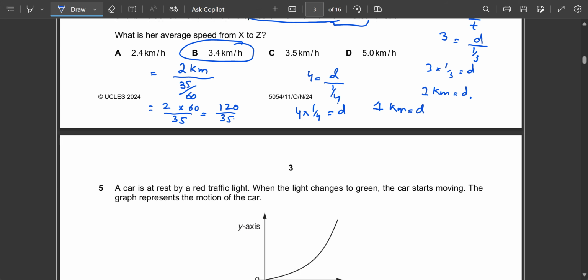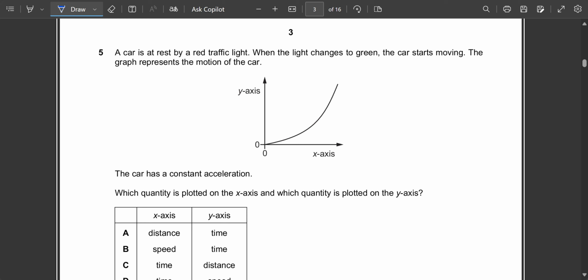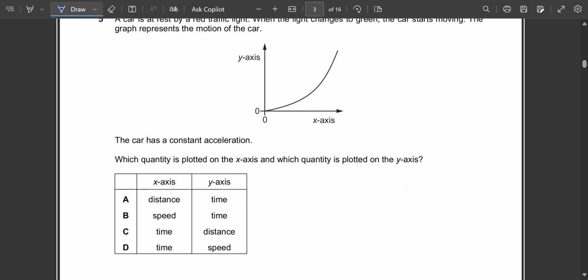Let's move on to question number 5. Question number 5 says the car is at rest at the red traffic light. When the light changes to green, the car starts moving. The graph represents the motion of the car. The car has a constant acceleration.